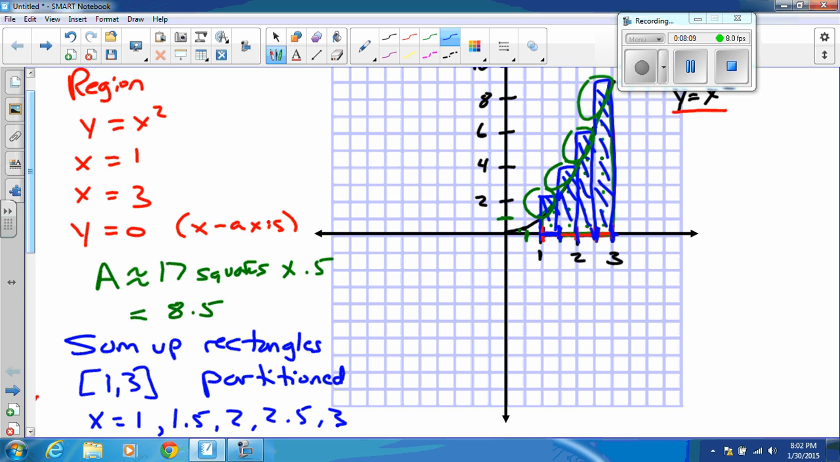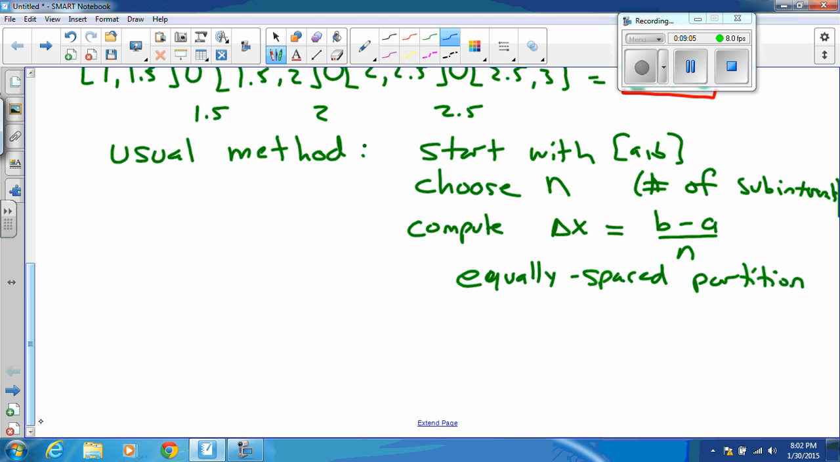What I did to get this height was I went to a particular place on the curve. And the particular place on the curve that I went to was the height that corresponded to x equals 1.5. And the height right at that point was f of 1.5, or 1.5 squared. Likewise, for the next subinterval, I went to this point on the curve, which is where x equals 2. And the height of that rectangle was f of 2, or 2 squared, which is 4. And for my third subinterval, I went to x equals 2.5, and the height of my corresponding rectangle was f of 2.5. And for the last rectangle, I went to x equals 3, and the height of that rectangle was f of 3.